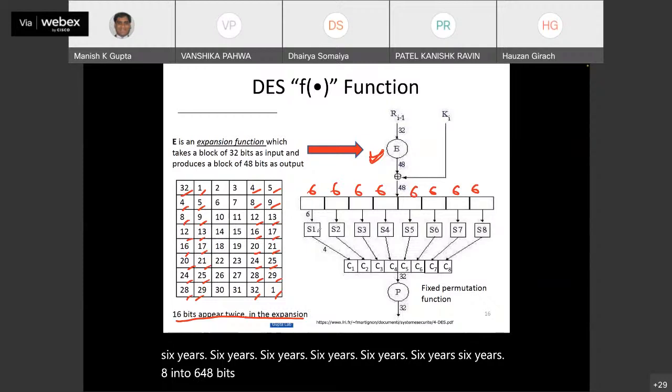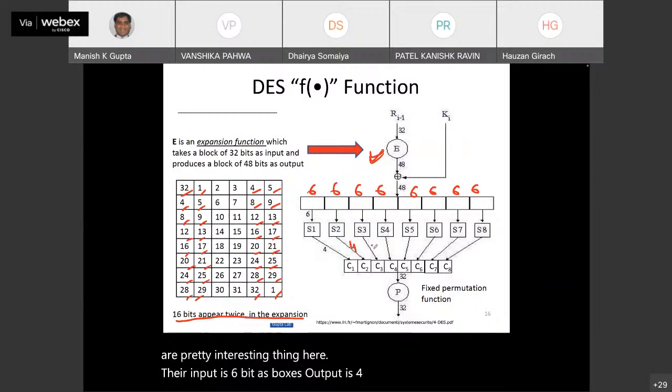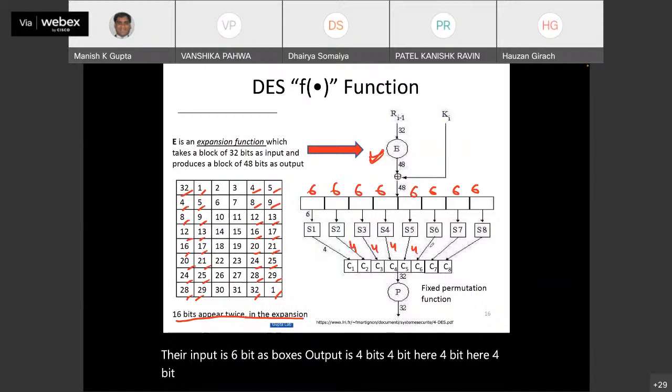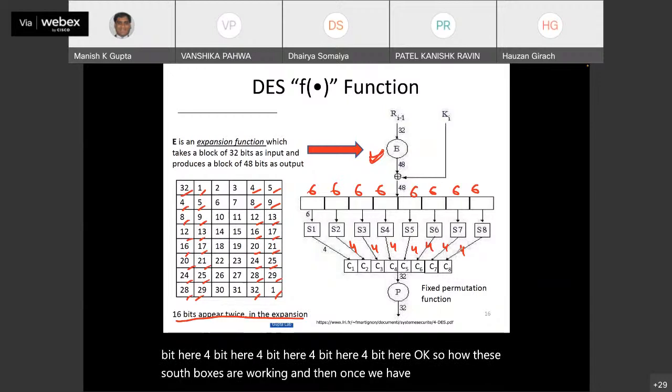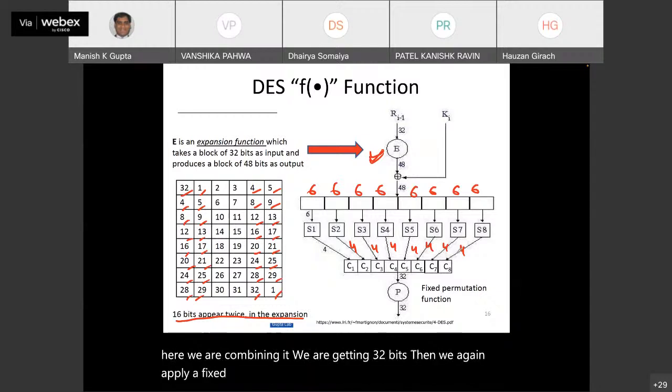Now we are using S boxes. S boxes are a pretty interesting thing here. Their input is 6 bits, S boxes output is 4 bits. 4 bits here, 4 bits here, 4 bits here, 4 bits here, 4 bits here, 4 bits here, 4 bits here. Okay, so how these S boxes are working, and then once we have these 4 bits here, we are combining them, we are getting 32 bits. Then we again apply a fixed permutation function, P. I'll tell you what this P is here.